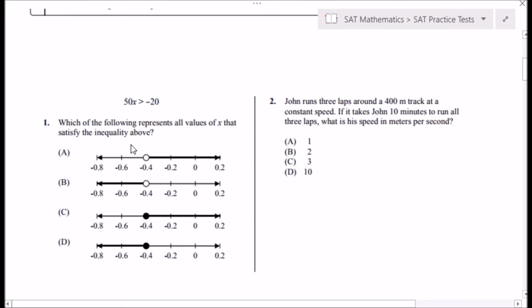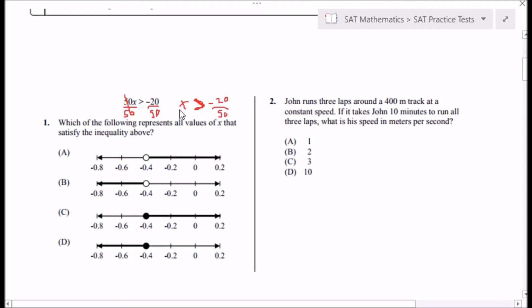Question number 1. Which of the following represents all values of x that satisfy the inequality above? Okay, so you want to isolate x, so you divide 50 on both sides. And if you don't already know these concepts, just know that I will be covering them in future videos. And just know that that's my attempt at a greater than sign.